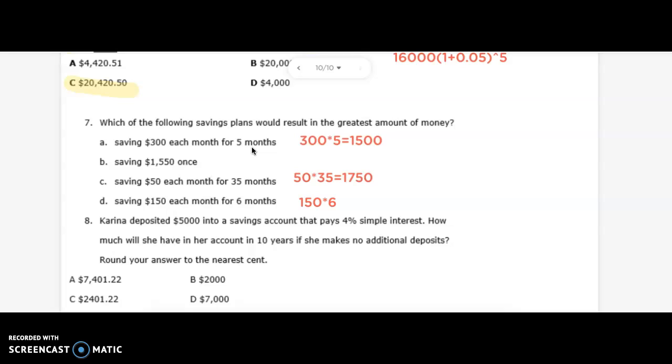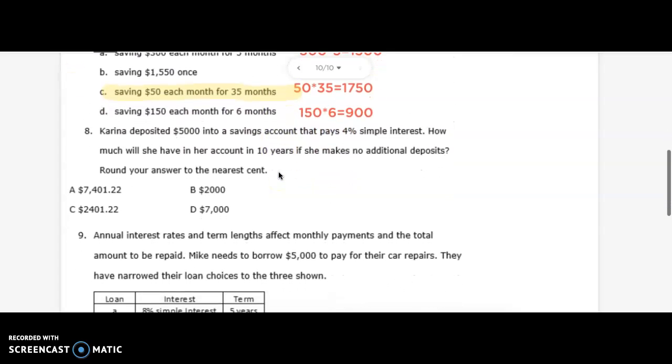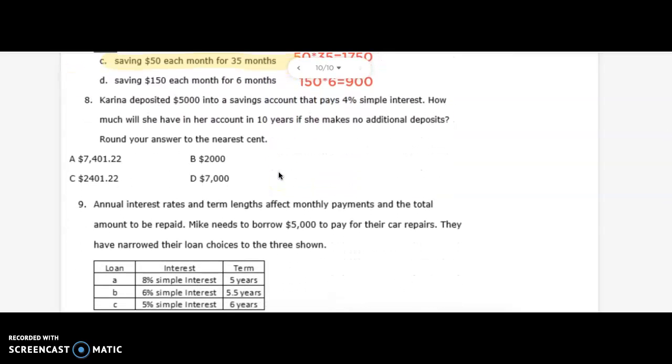So on these problems, all you're doing is you're taking the amount of money and you're multiplying it by how many times it's happening. And that's going to give you your answer to this problem. And we want to know which one results in saving the greatest amount of money. That's C. Real simple problem. All right. Here, Katrina deposits $5,000 into a savings account that pays 4% simple interest. How much will she have in her account after 10 years if she makes no additional deposits?